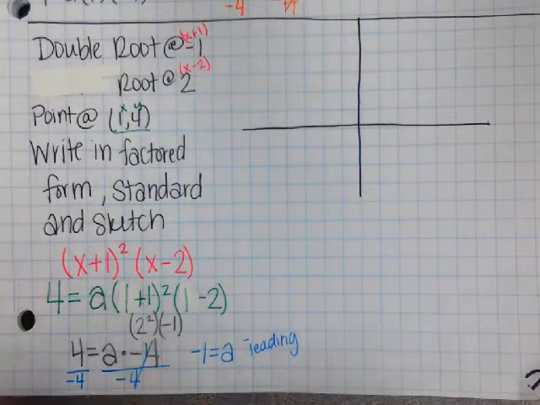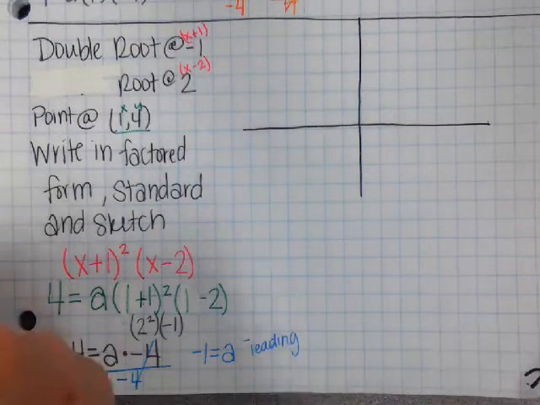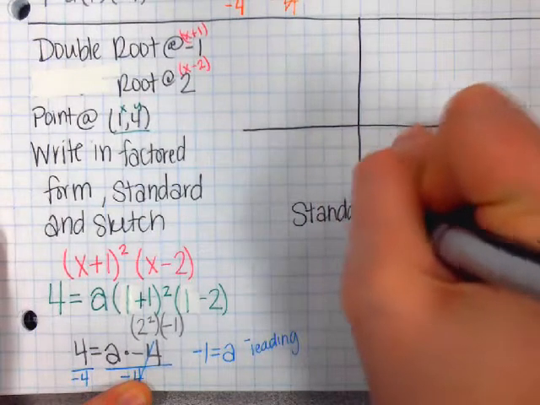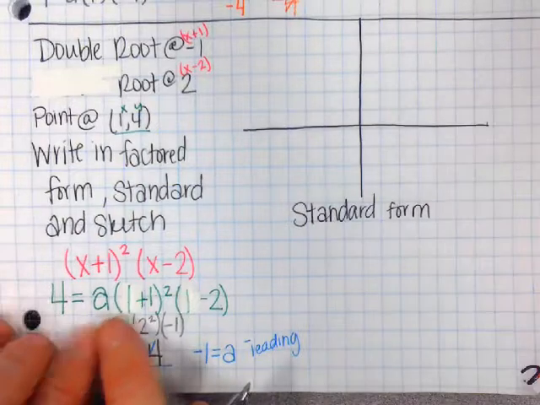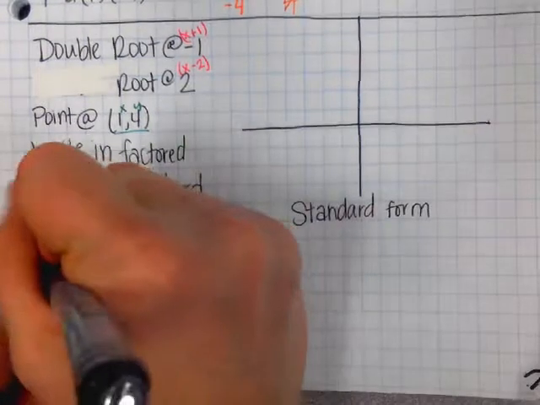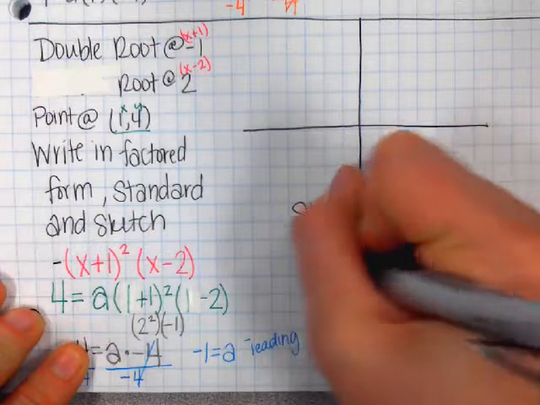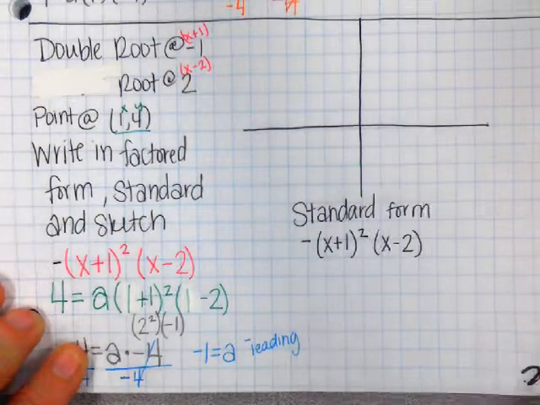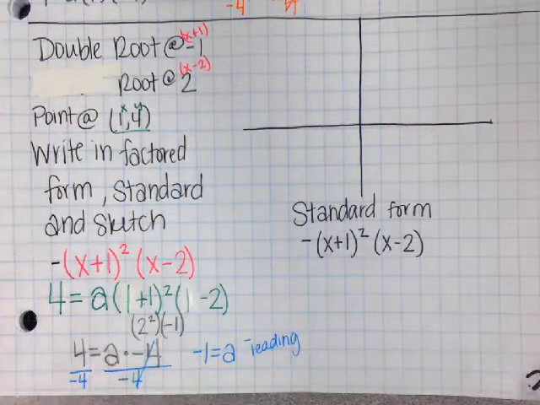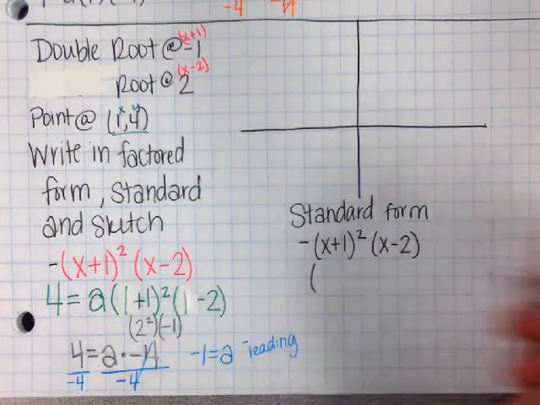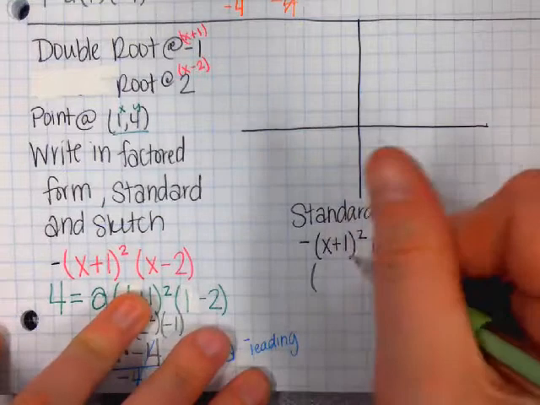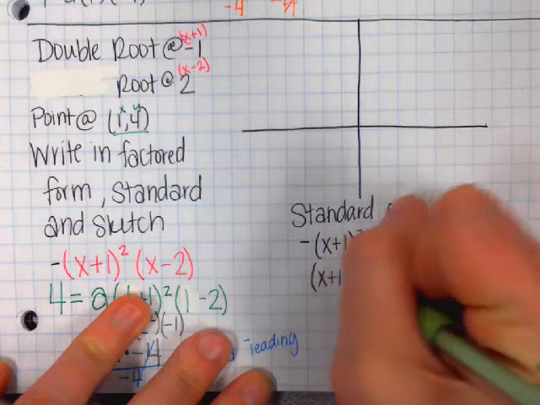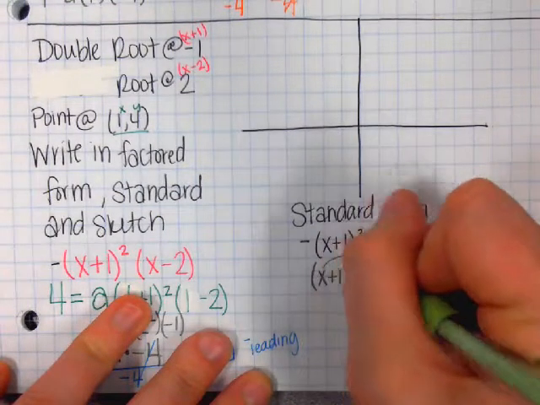Actually, before I do that, I'm going to write it in standard form. In order to write it in standard form, and I really am running out of room, I should have left myself more room, remember that means you're just going to multiply every single thing out. So this has a negative leading coefficient, so it'd be negative x plus 1 squared times x minus 2. Sorry, I accidentally hit pause with my elbow. x plus 1 squared means I'm going to multiply it times itself.